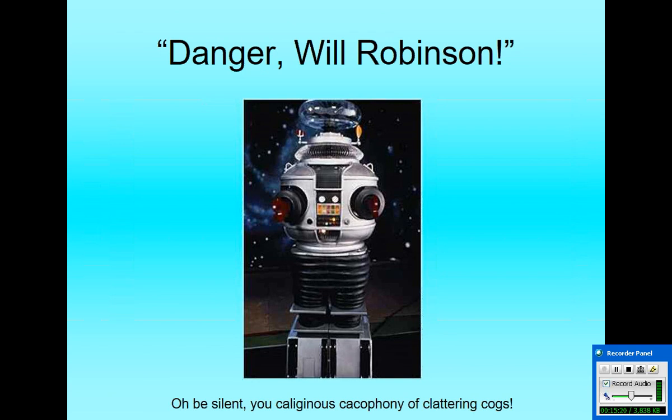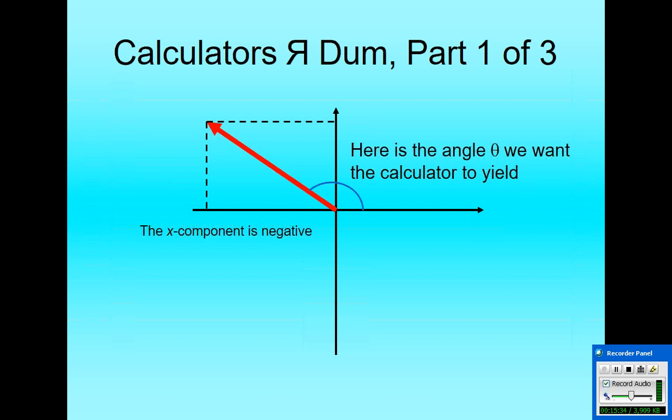Calculators, I don't know what's going on with them. I wish I could blame the Germans, but I have a feeling it's Americans who are responsible. But I blame engineers. Because suppose you have a vector that's in quadrant 2, or for that matter, a vector in quadrant 3. Whether it's in quadrant 2 or quadrant 3, your vector has a negative x component. So this is where your calculator blows up. This is where your calculator fails. If the x component of your vector is negative, your calculator is going to be wrong.